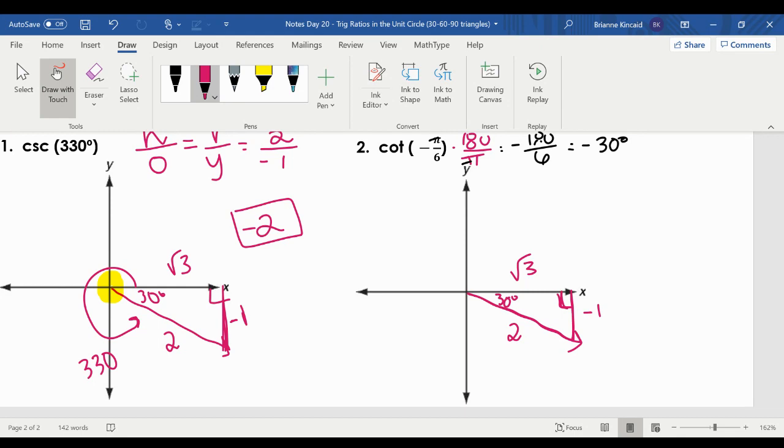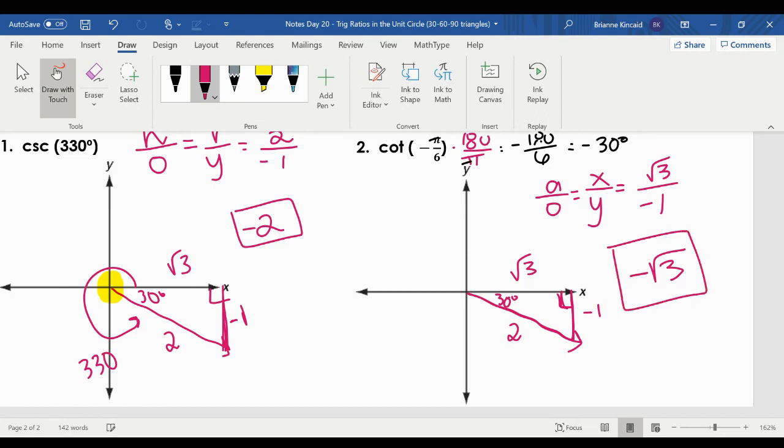Cotangent is the reciprocal of tangent. Tangent is the opposite over the adjacent. This is the adjacent over the opposite, or the x over the y. The adjacent, the one next to the 30 degree angle, is radical 3. Opposite is -1. Cotangent at negative pi over 6 is negative radical 3.